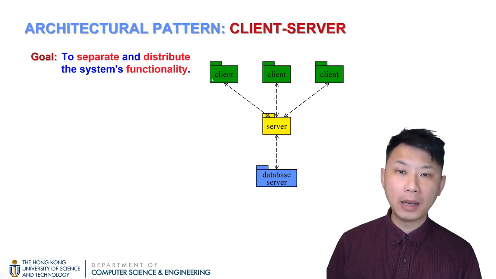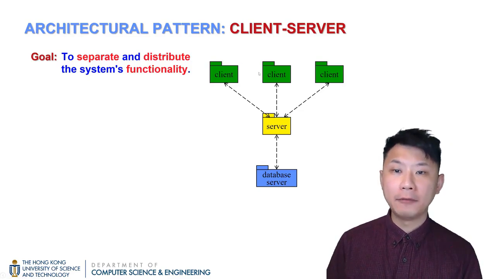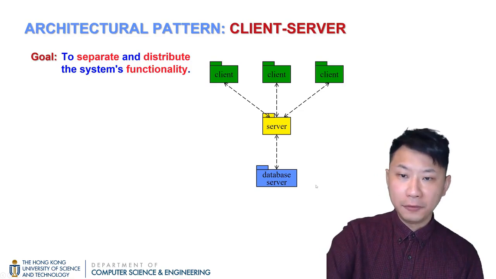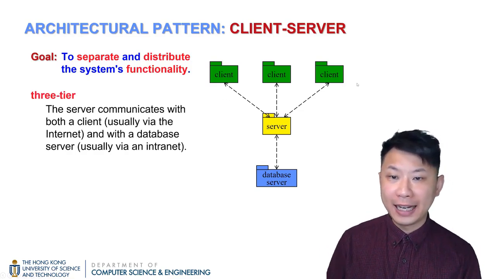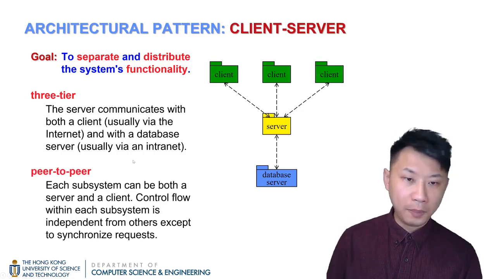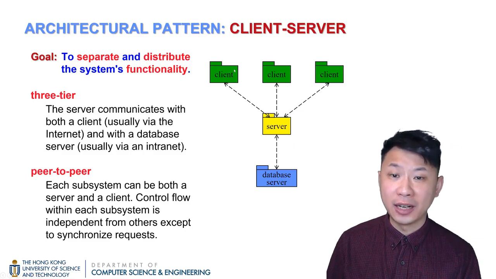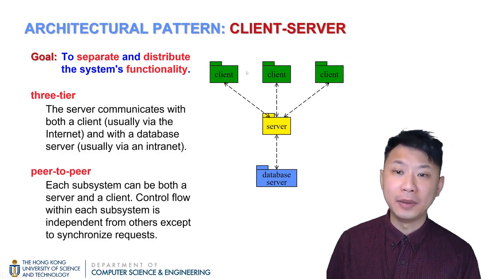Because when we talk about web applications, we may have many clients using, for example, their browsers to get something from a server. And the server will keep track of all the information within a database server. It may be three-tier, that means we have client and server and database server. Or P2P, that means clients can communicate with each other directly in order to get some information.